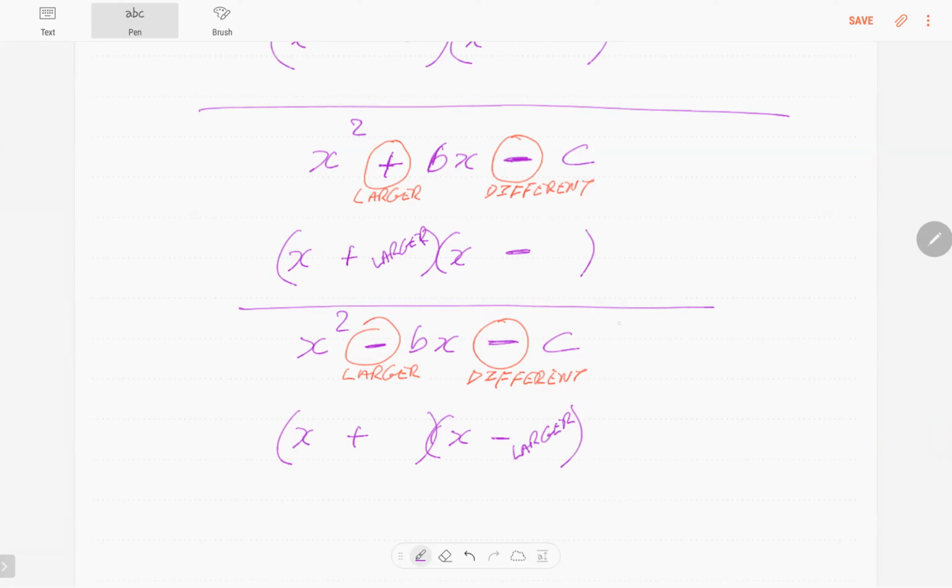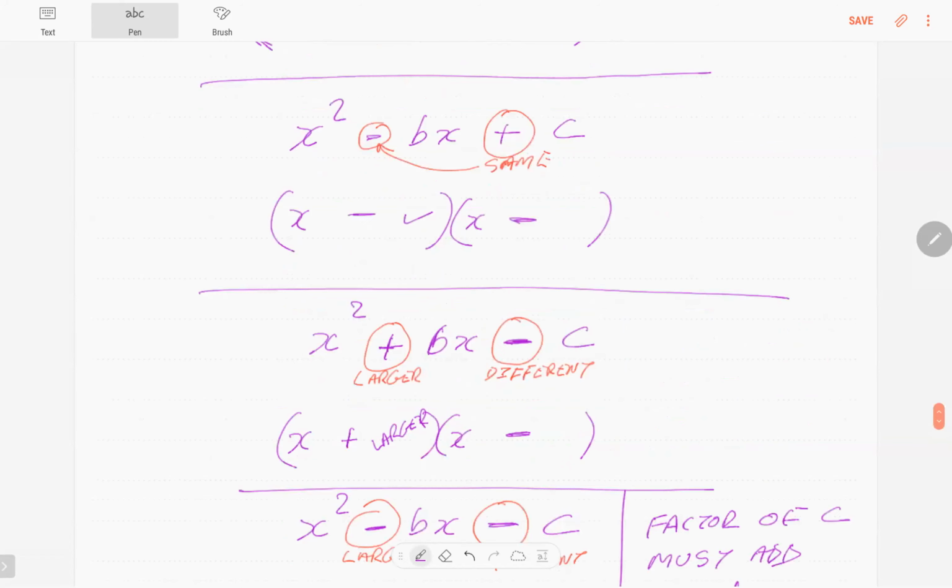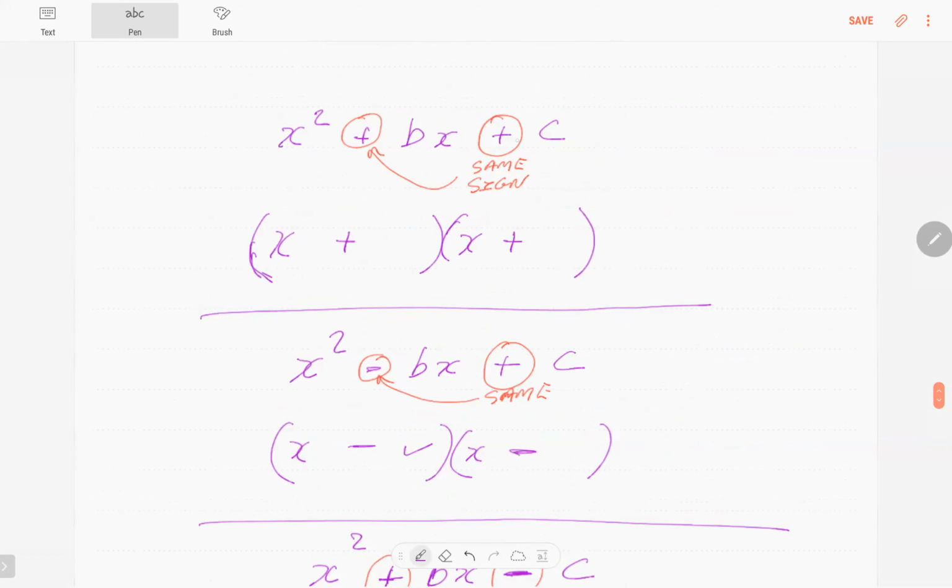Understand? And then what would happen is that the factors of c must add to b. All right. Those are the rules. So if the last value is positive, then the signs in the bracket are the same, and this tells you what they are. If the middle sign is negative, this tells you that they are both negative.